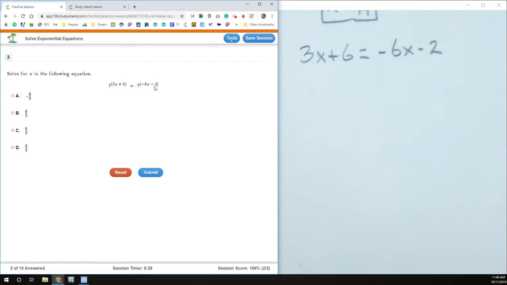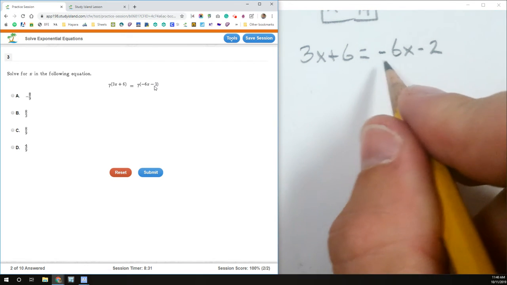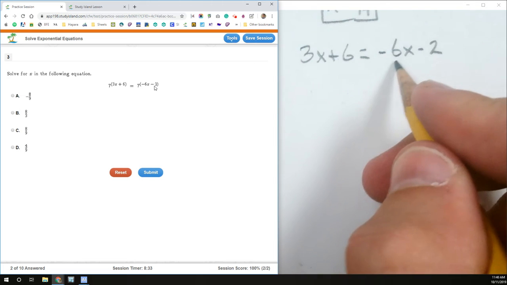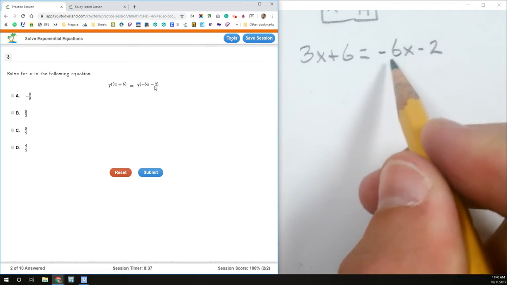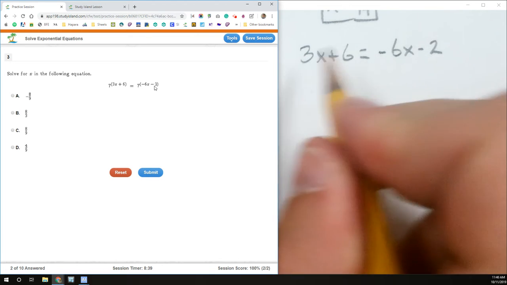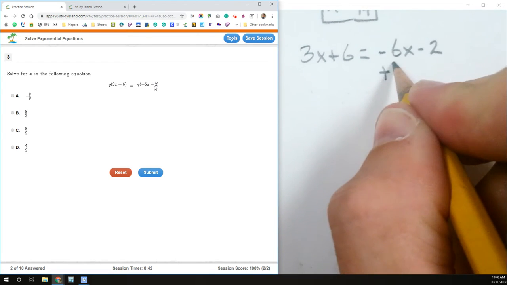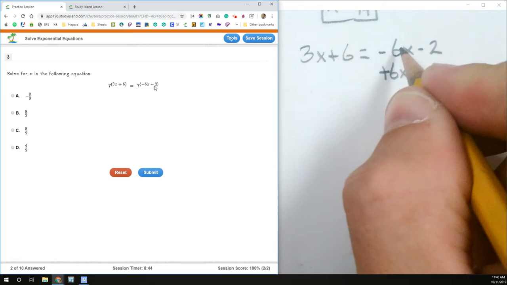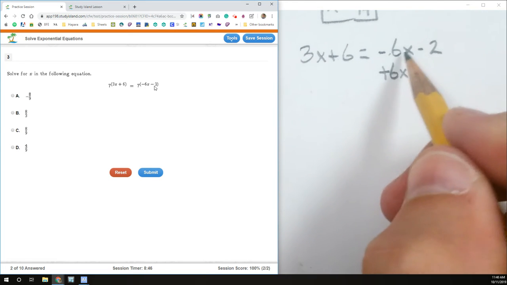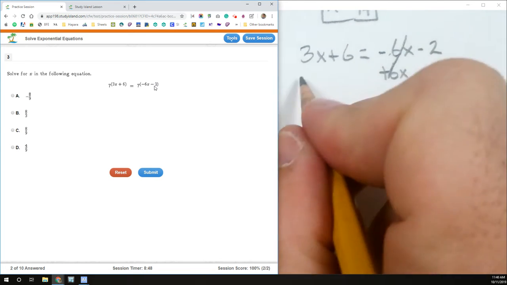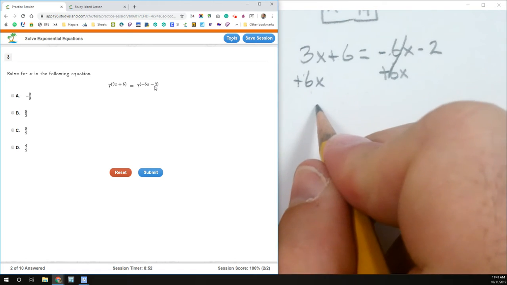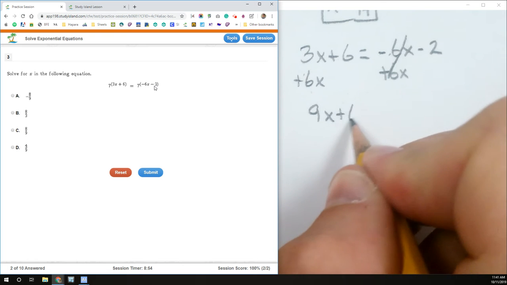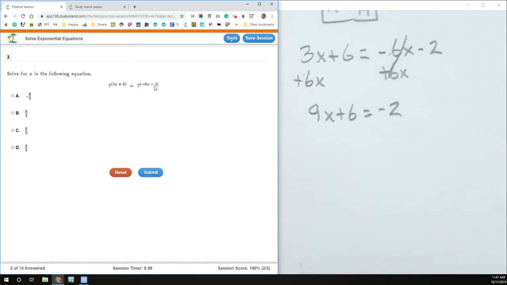And this is a very similar looking problem to the last one. Again, I can't have x's on both sides, so I've got to get rid of either the 3x or the negative 6x. I always like to get rid of the one that has a coefficient that's farther left on the number line. Negative 6 is less than positive 3, so I'm going to get rid of the negative 6x by adding 6x. I do it to one side, I do it to the other. 3x plus 6x is 9x, so I have 9x plus 6 equals negative 2.